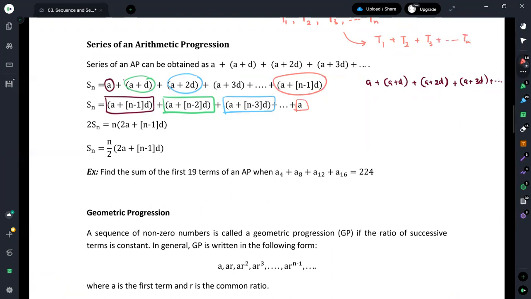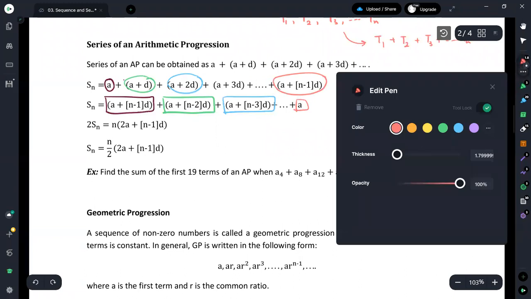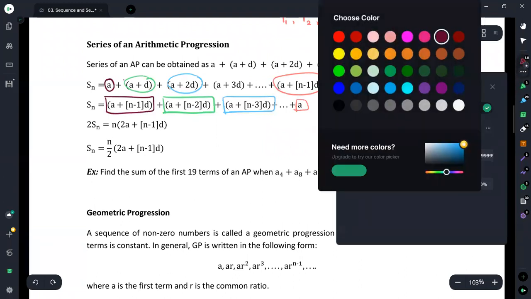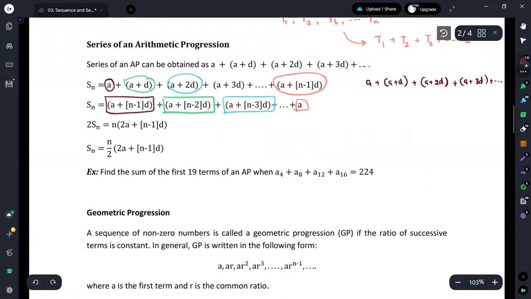Then by adding this summation, we are having one Sn and another Sn. Therefore, the left hand side as the summation, we'll get it as 2 times Sn. Then the summation of the first term with the last: a plus a plus n minus 1 times d. Here you will get 2a plus n minus 1 times d.